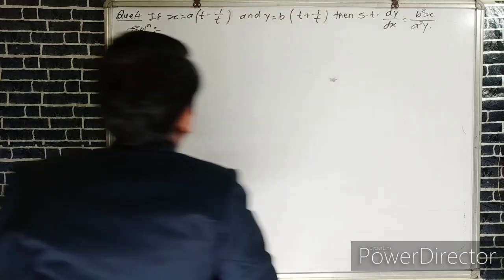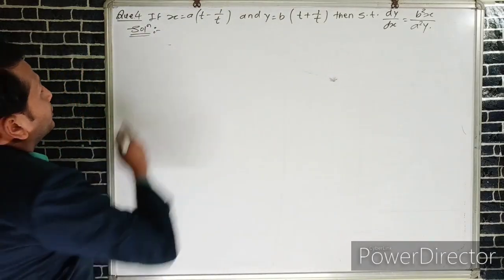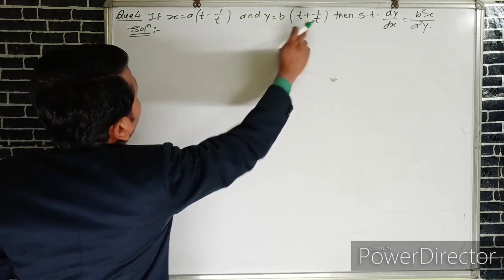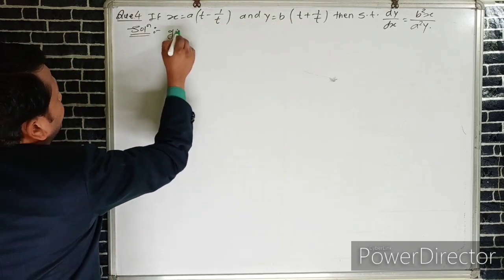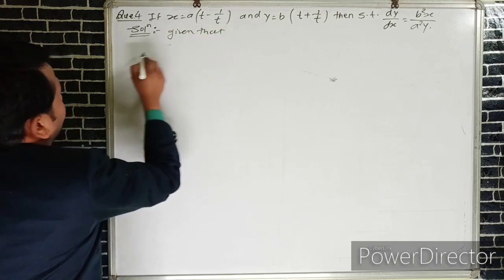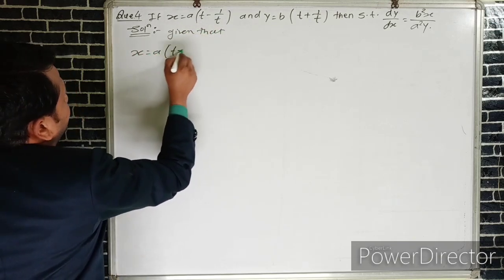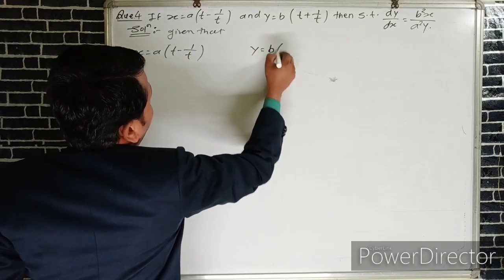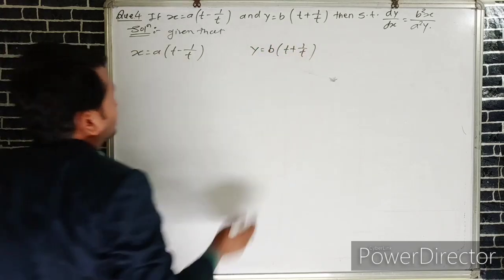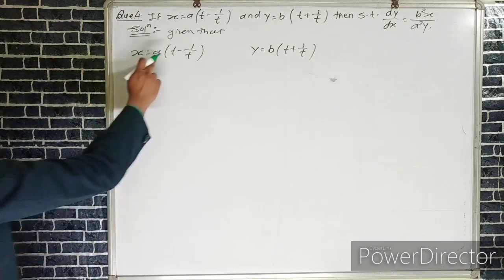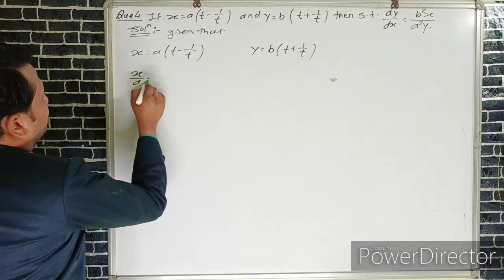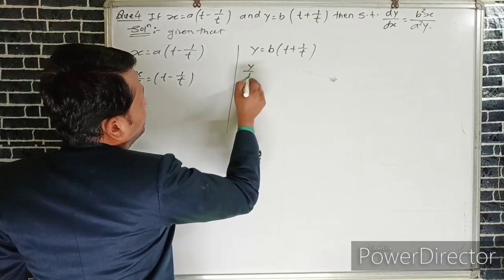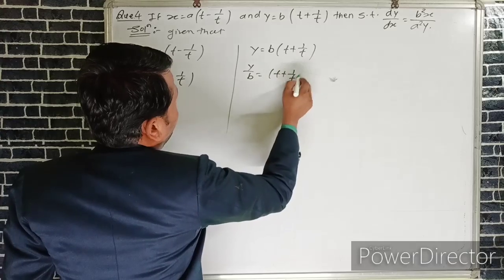Now, first we take both functions. We know that x equals a into t minus 1 by t and y equals b into t plus 1 by t. Given that x equals a into t minus 1 by t and y equals b in bracket t plus 1 by t. If we take this a to the left side, we can write x by a equals t minus 1 by t here, and y by b equals t plus 1 by t.